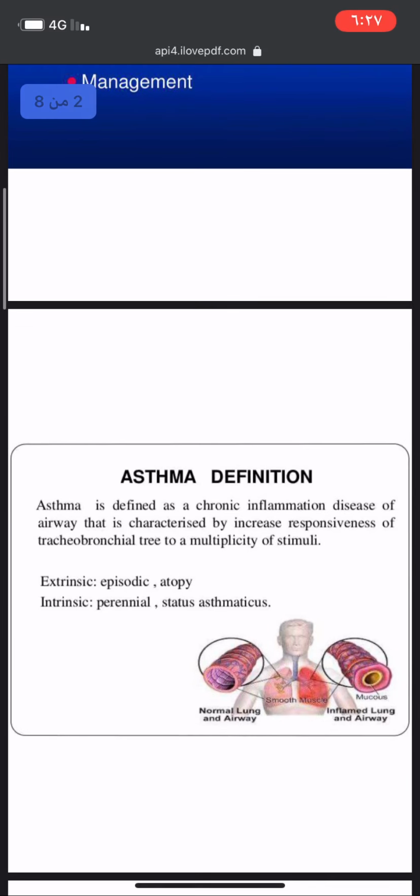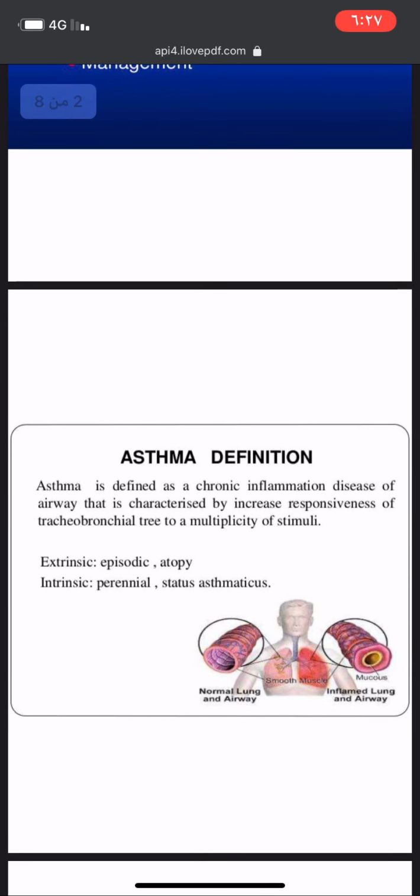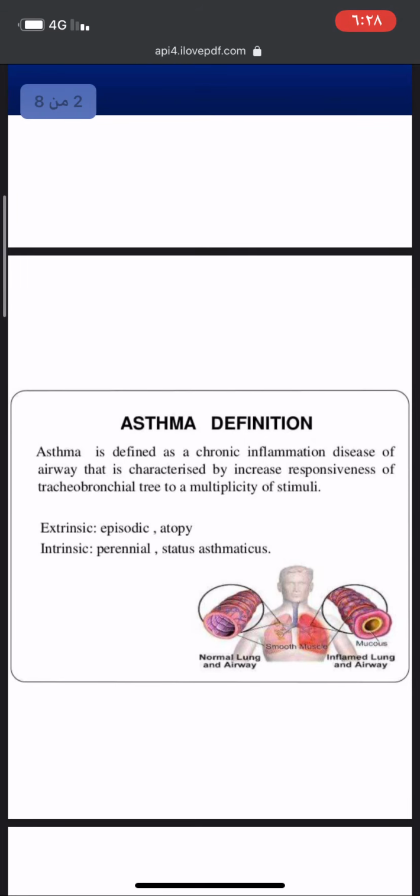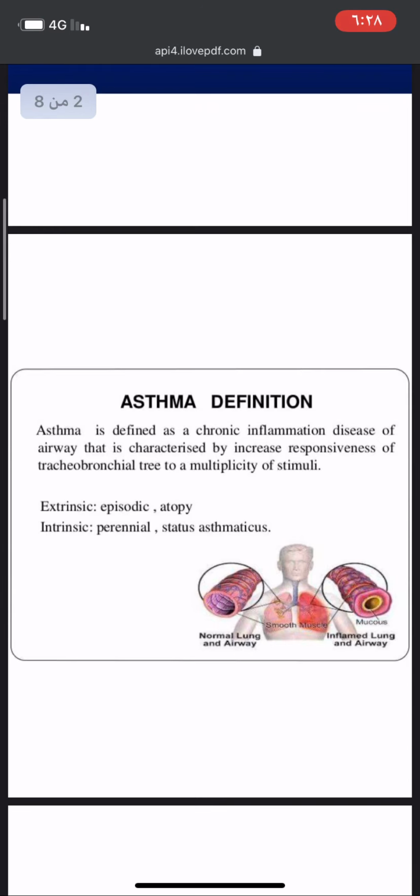What is asthma? Asthma is defined as a chronic inflammatory disease of the airway that is characterized by increased responsiveness of the tracheobronchial tree to a multiplicity of stimuli. There are risk factors or host factors, like extrinsic, which is episodic, and atopy; intrinsic, perennial; status asthmaticus.